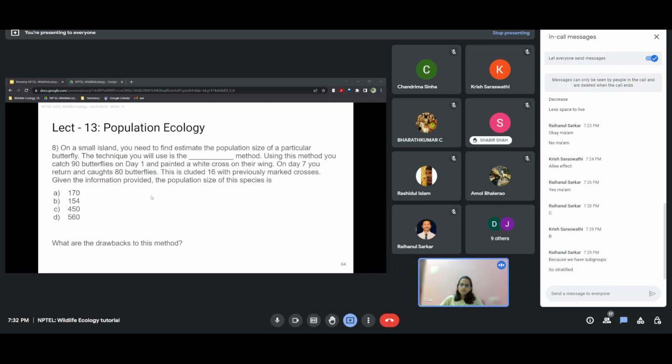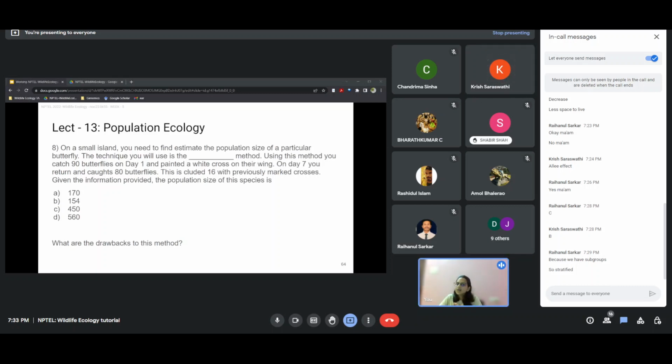All right, so now for some pen and paper work. You need to find the population size of a particular butterfly species on a small island. For this, what is the technique that you will use? You need to tell me what this method is called. Using this method, you catch 90 butterflies on day one, and you paint a white cross on their wing. Yes, Amul? Pan trap method. You're just walking around and recapture.